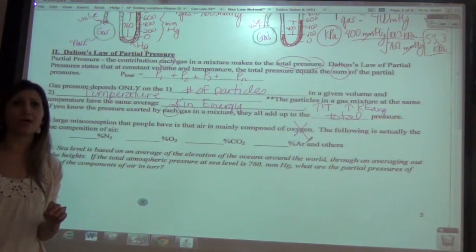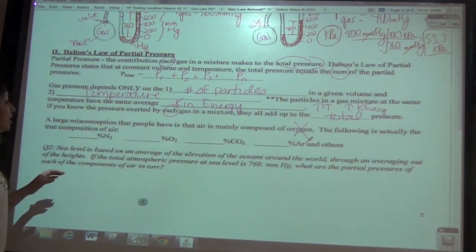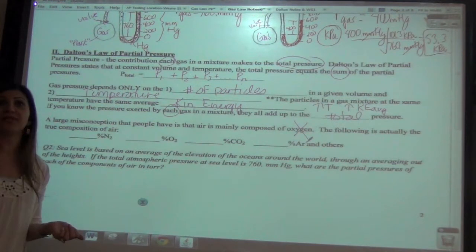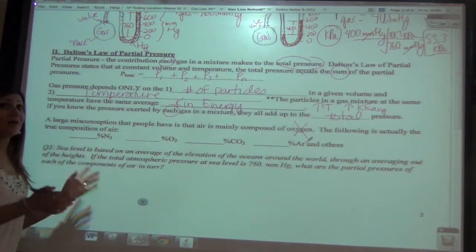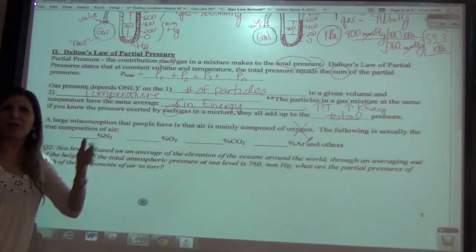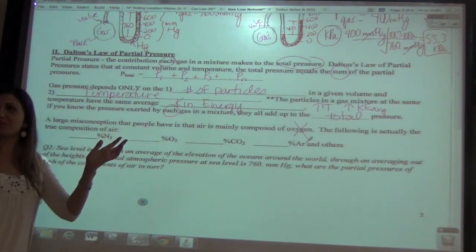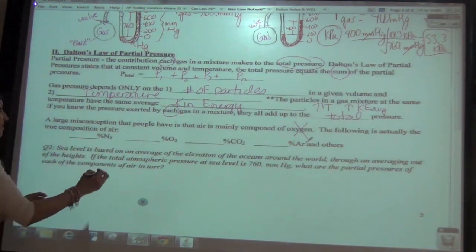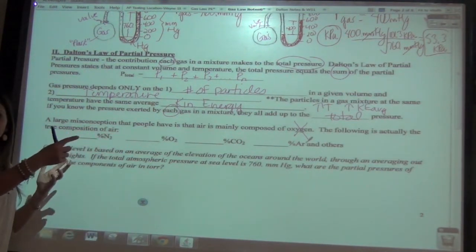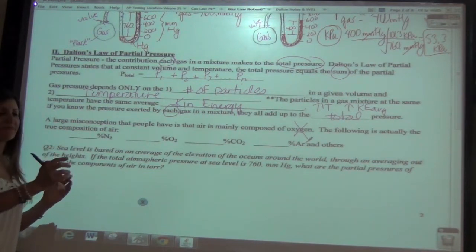Remember, air is not mainly composed of oxygen. What is air mostly made of? Nitrogen. And about how much? Roughly, just throw out a percentage. 70, 80. Perfect. For calculation, I'm going to use more sig figs.